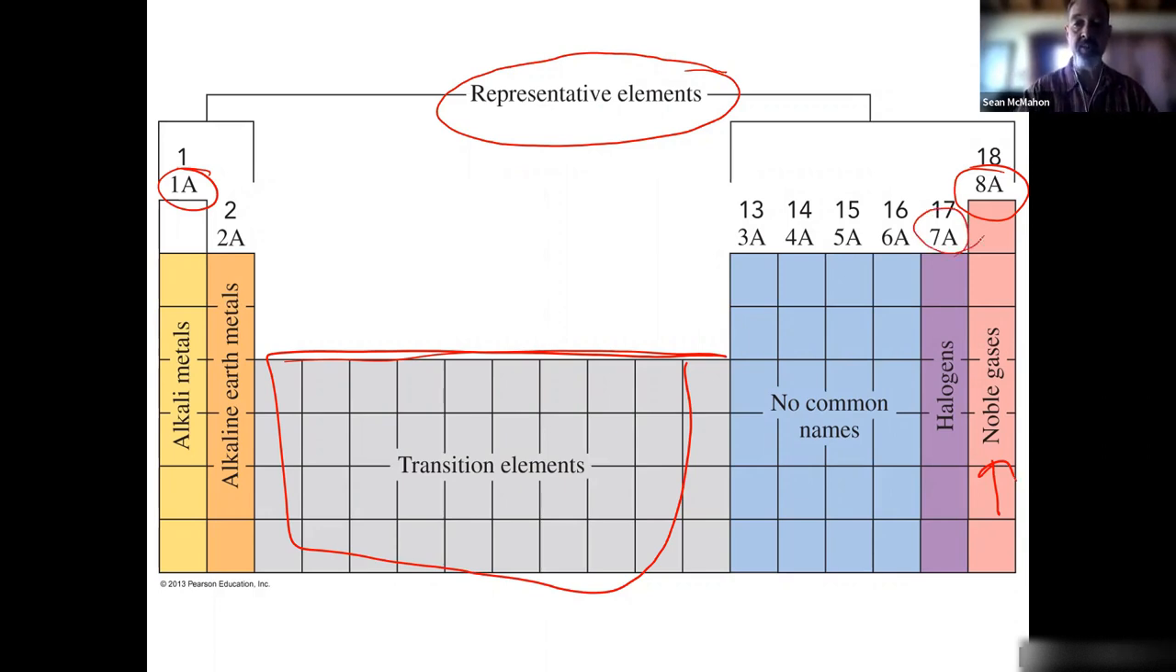Right next to the noble gases, we have halogens. Now, halogens are very reactive too, okay? For a different reason, but they are extremely reactive. And then for this block, we would just say this is group 3A, okay?